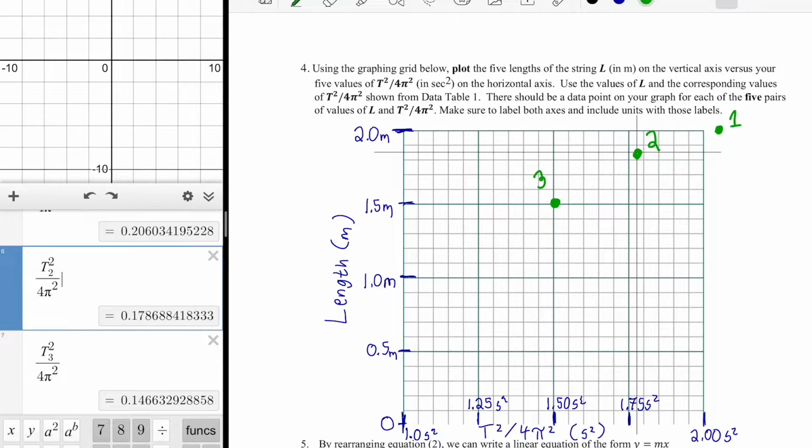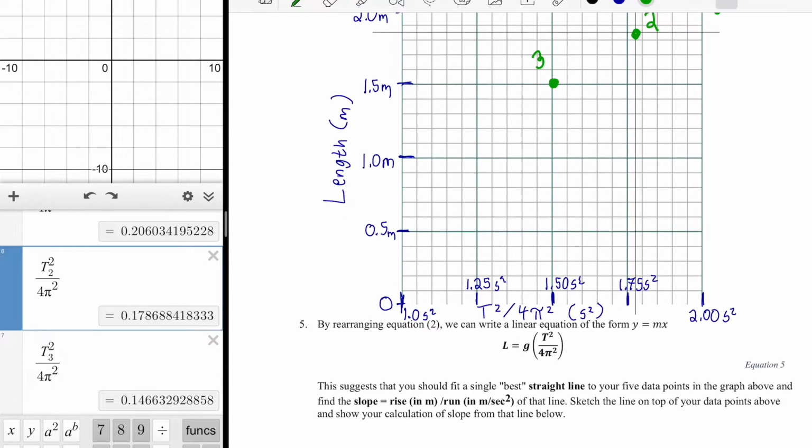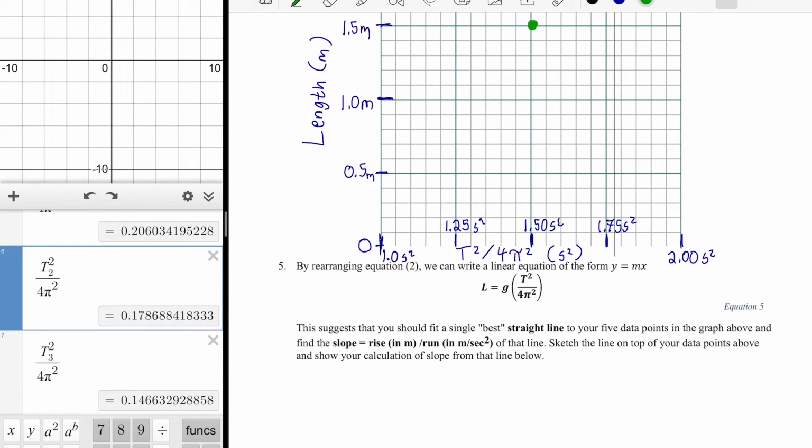Excellent. Then this question explains that because of our very particular choice of values, having L be our vertical axis and our horizontal axis being t squared over 4 pi squared, we have an equation of the line of this form, y equals mx. So what I'm saying is that L is playing the role of y, and x is being played by t squared over 4 pi squared. That means that m, the slope, is g.